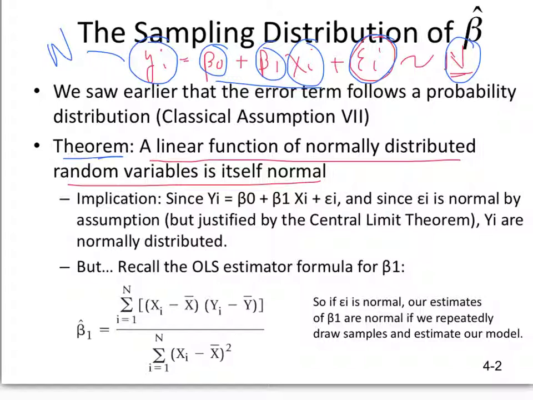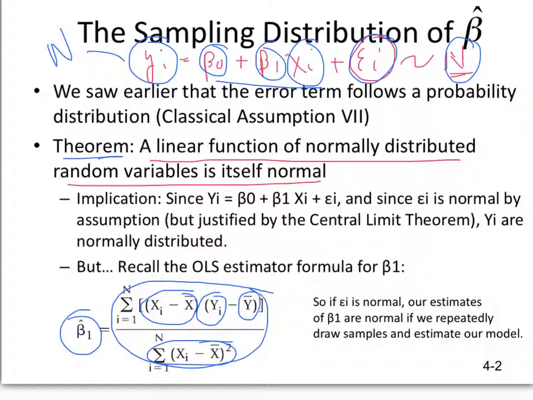Now, why do we care if the y's are normal? Well, let's go back to the ordinary least squares formula for the beta 1 hat. Okay? So the beta 1 hat formula that OLS produces when we solve that fancy calculus problem is exactly this. We're treating the x's as constants, and what we have here then is a linear function of y's and y bar. And y bar is just the summation of y's divided by n. So the beta 1 hat itself is a linear function of the y's.